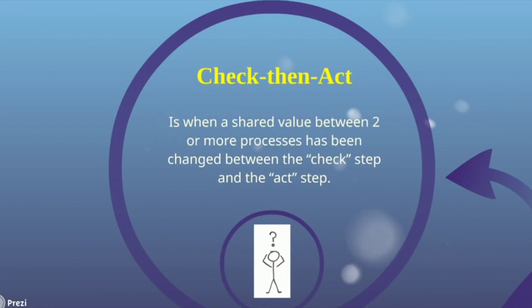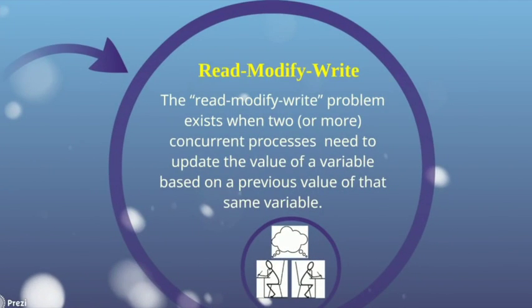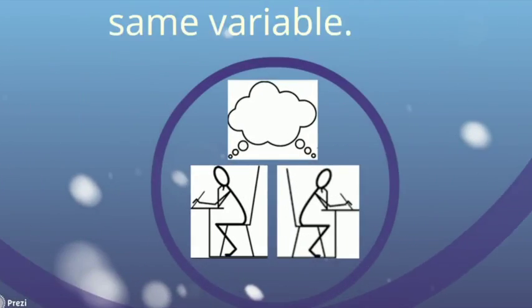There are two types. The first type we're going to talk about is check then act. This is when a shared value between two or more processes has been changed between the check step and the act step. A second type is read, modify, write. The read, modify, write problem exists when two or more concurrent processes need to update the value of a variable based upon a previous value of the same variable.